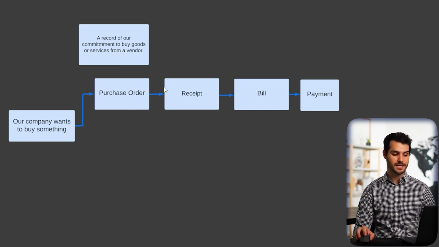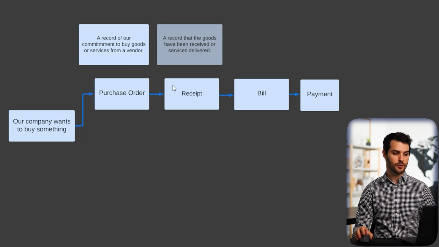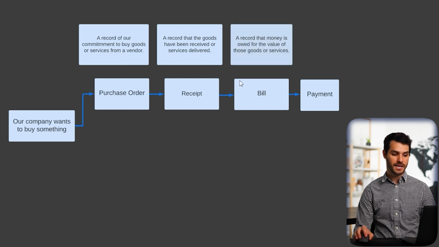Then we have receipt. Now, I don't mean a receipt like a little paper receipt. We're using kind of the past tense of receiving goods or services. So it's that record that the goods have been received or services delivered to us. Then a bill is generated, meaning a record that money is owed for the value of those goods or services.